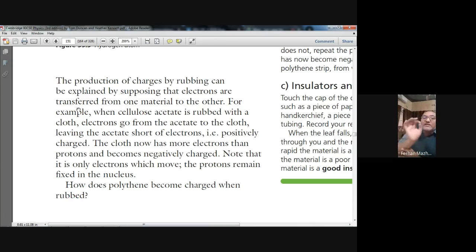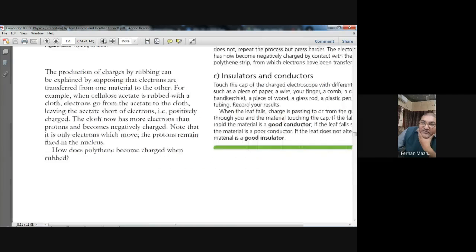It's very, very important to understand this description, why some body will become positive and why some body will become negative. And whenever you are writing this description, you will never say that the protons have been transferred. It is electrons that are always transferred. Okay, sir. You understand? Yes, sir.